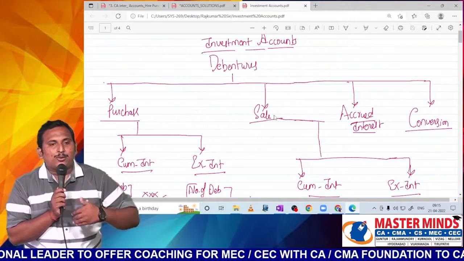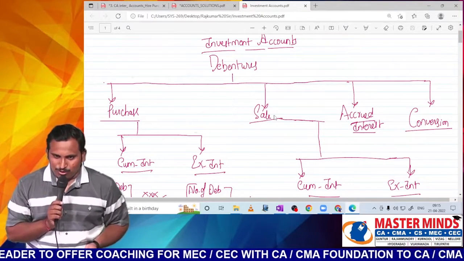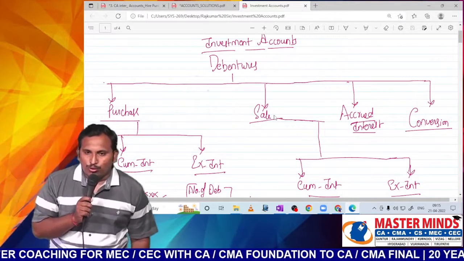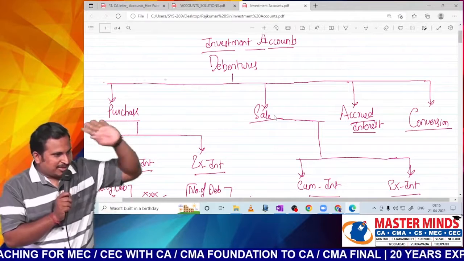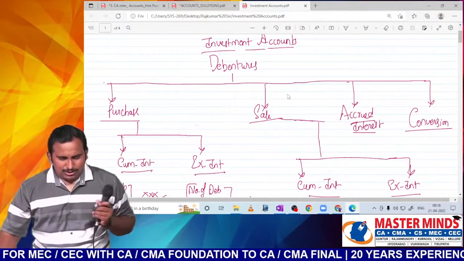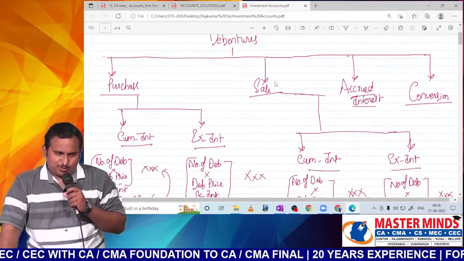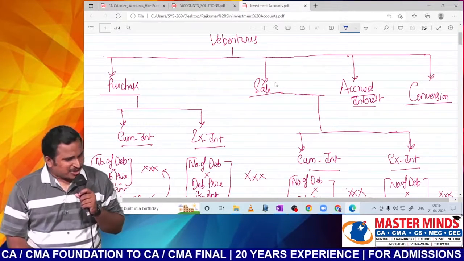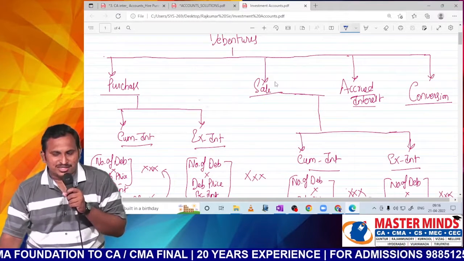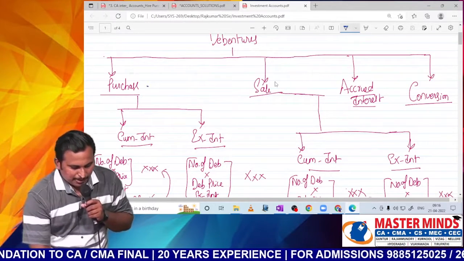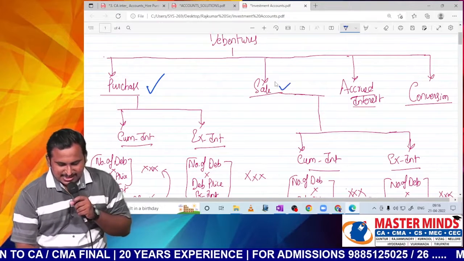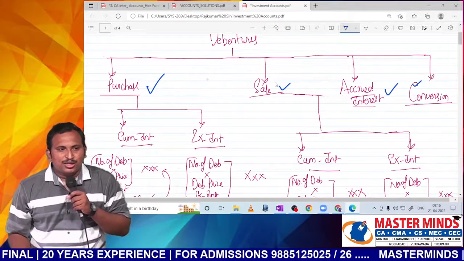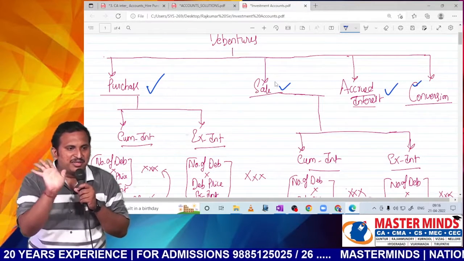In other words, where we prepare debentures account or any equity shares account. So first, let me move to the debentures part. Usually with respect to debentures, these are the 4 adjustments you will have. One is purchase, one is sale, one is accrued interest, the other one is conversion. If you know these 4, any debentures question you can solve.